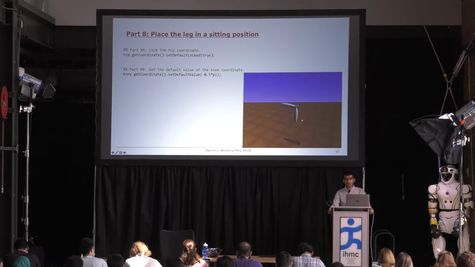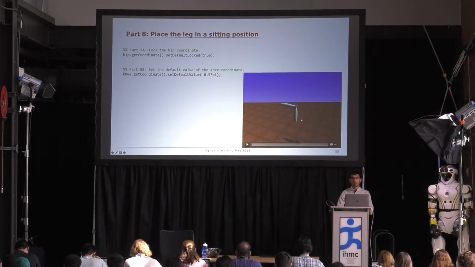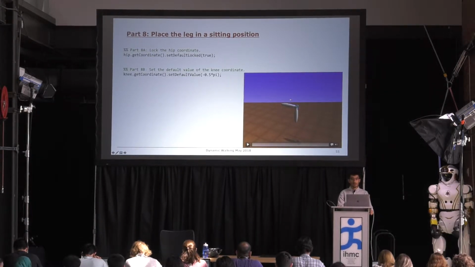So our goal is to simulate a knee-jerk reflex. So to prepare for that, we're going to pose the model in a sitting posture. So we're going to lock the hip coordinate and set the default value for the knee coordinate, so that the model will be in this pose initially.